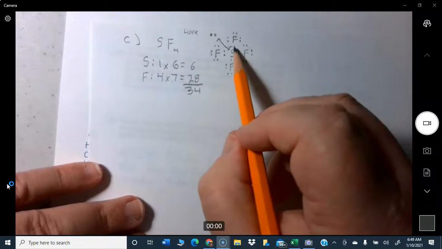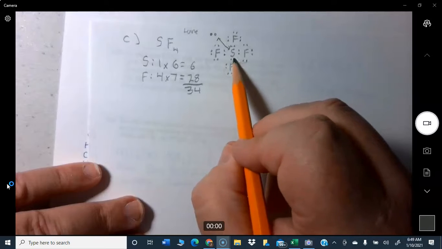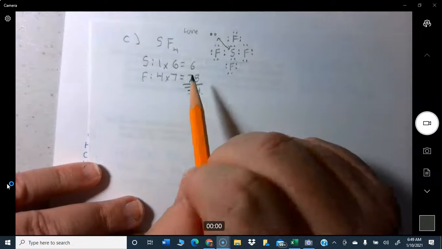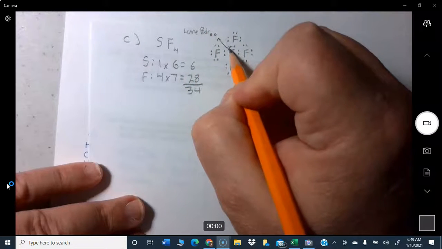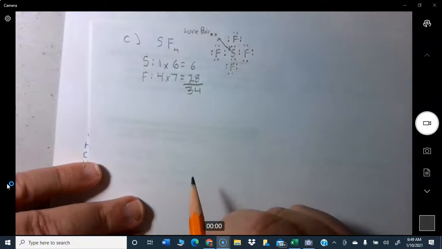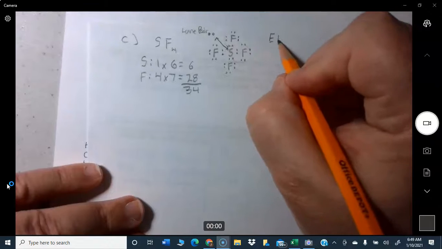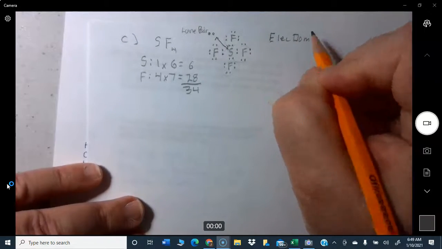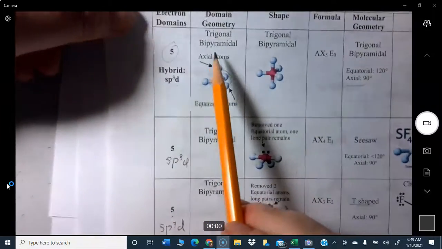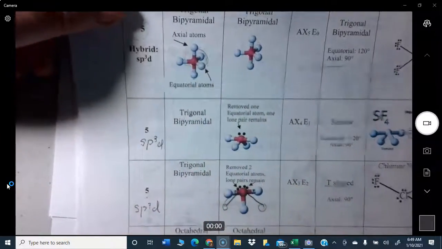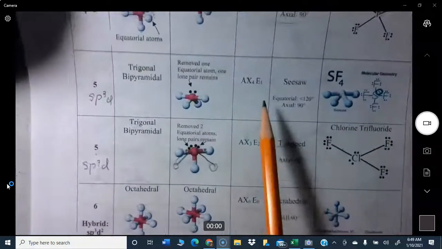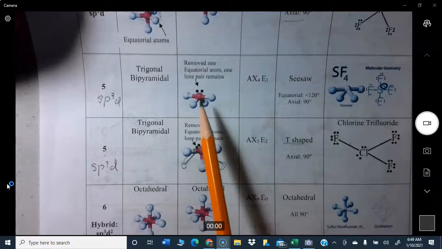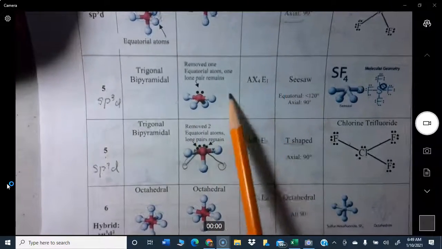So that means the central atom has 1, 2, 3, 4, 5 electron domains, one of them being a lone pair. I'm just putting that lone pair on the sulfur. So the electron domain, it's got 5, so go to your chart, and there's the 5s. It's part of the trigonal bipyramidal family, and it's an AX4 because 4 of them are bonding, 1, 2, 3, 4, and 1 is a lone pair, so it's an AX4E1 right there. So that forms a seesaw.